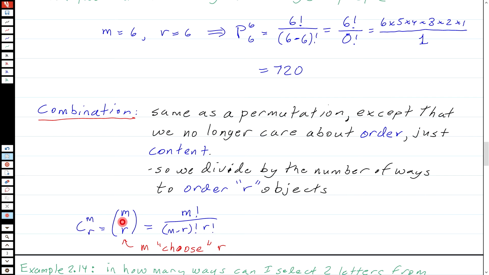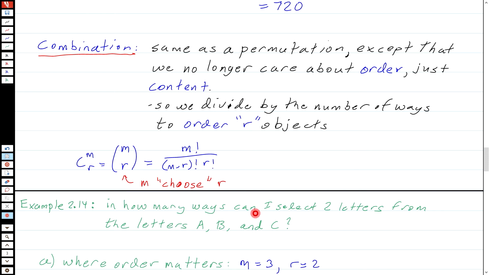So we're going to call this, I usually use this format here, brackets with M over R inside the brackets, no division bar, and I say this is M choose R. So we're choosing R things from M, and the formula for the number of ways of doing that is M factorial over M minus R factorial times R factorial.